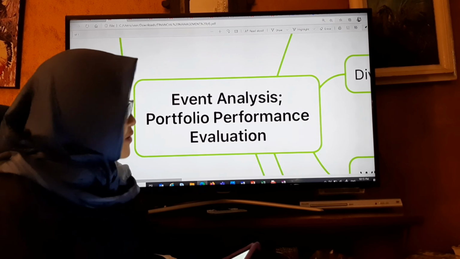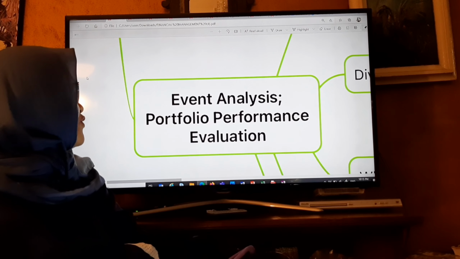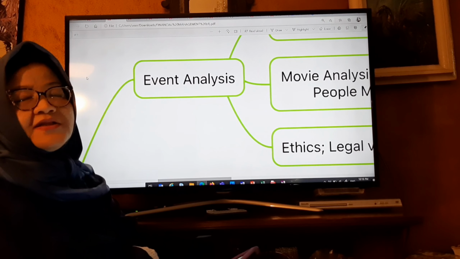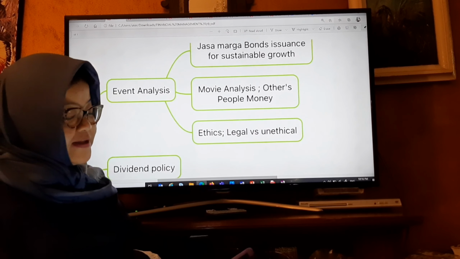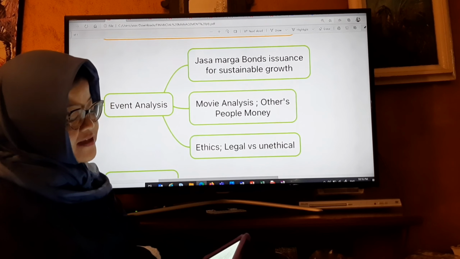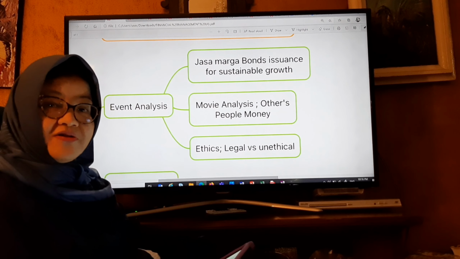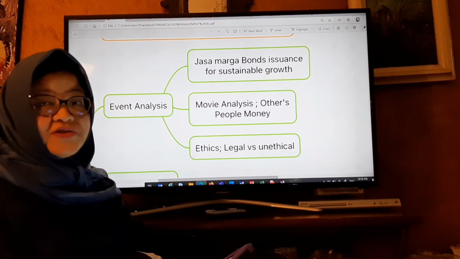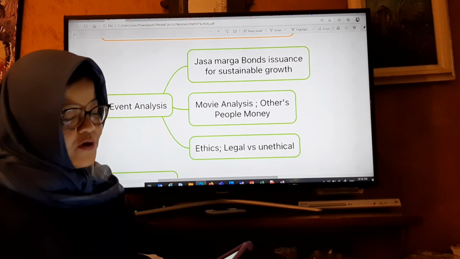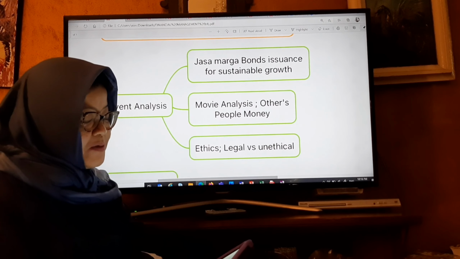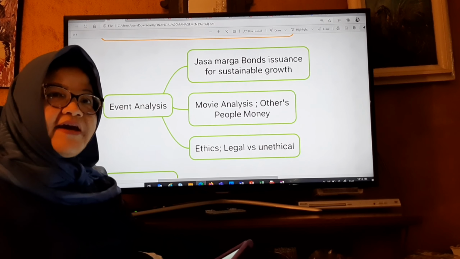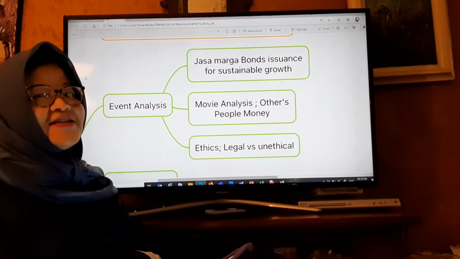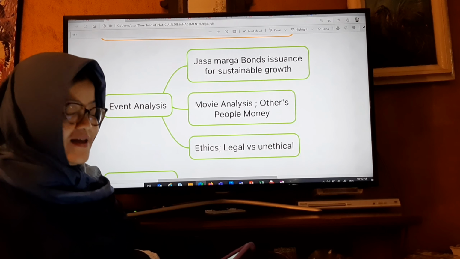In this 7th week, we learned about event analysis and portfolio performance evaluation. So basically, the group task assigned to us is evaluated here. For the event analysis, we used Jasa Marga bonds, since you know why, obviously: the issuance of bonds for sustainable growth. And then we also did the movie analysis, Other People's Money, when we learned about ethics. So something that is legal is not necessarily ethical, and vice versa.